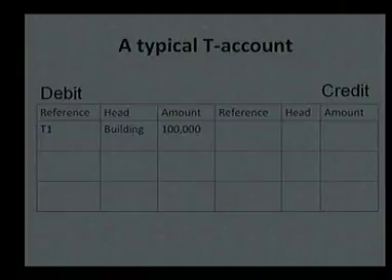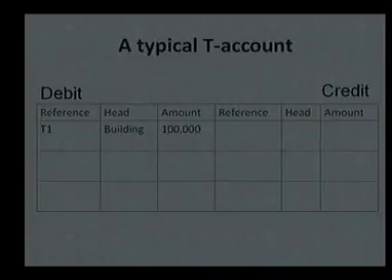T account is also known as ledgers, right? Now, the name T is because it is of a T shape, so that is why it is known as T account. Now, suppose I want to write the transactions in buildings T account. Normally, each of the items or assets or liability heads will have a separate T account or ledger. There you record all the transactions related to that particular item or that particular head.